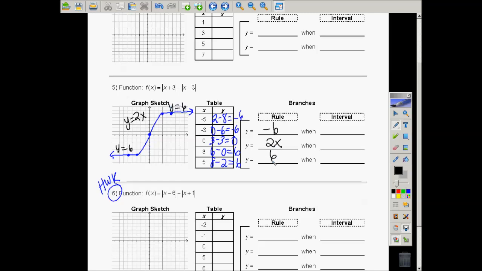So we have our y's. Now we have to find our rules. So when do I equal -6? At what x value? When x is what? We look at the x values. What x value is right here? Less than or equal to -3. There we go. So when x is less than or equal to -3, that's when that happens. When does this happen?